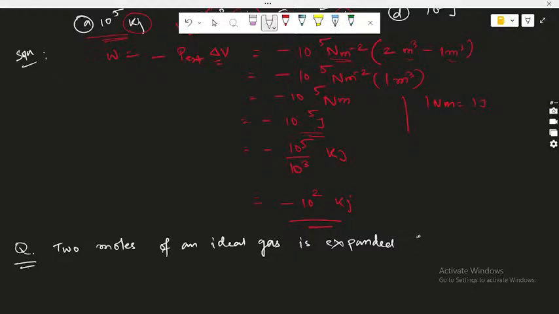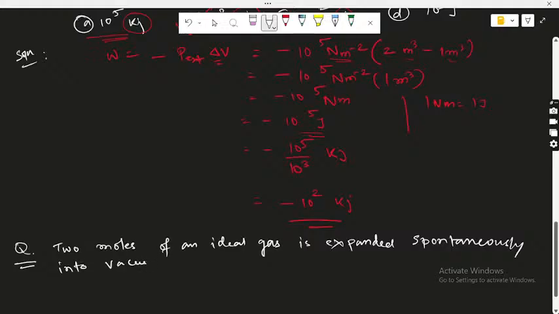Expanded spontaneously into vacuum. The work done is... anyone knows the answer?